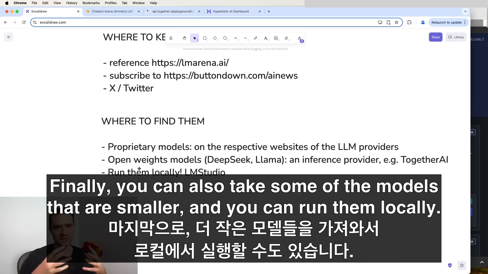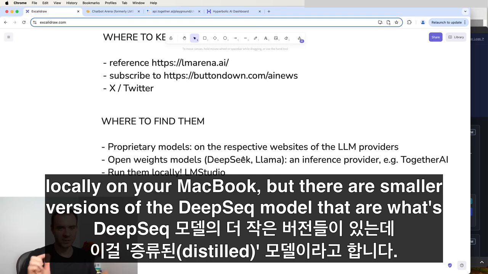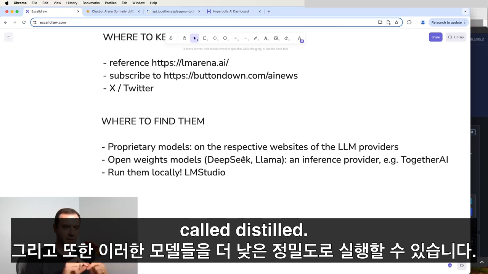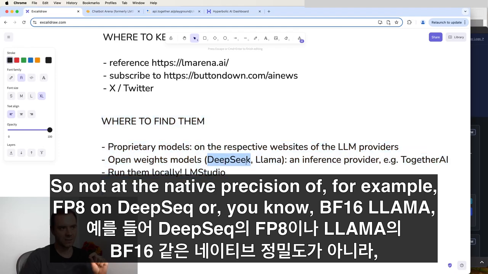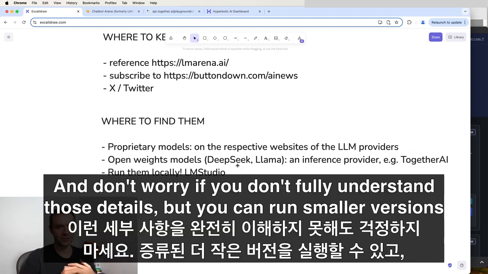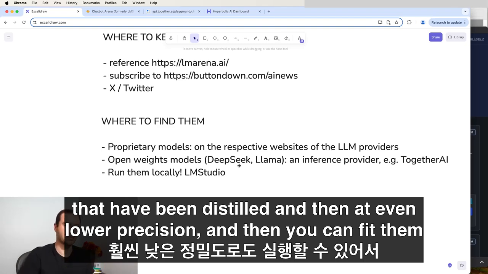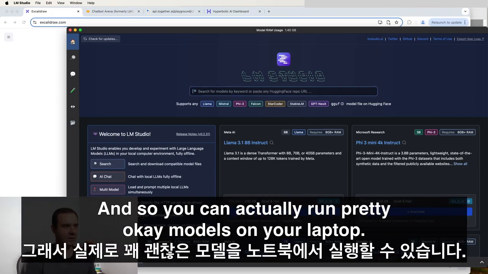Finally, you can also take some of the models that are smaller and run them locally. For example, DeepSeek, the biggest model, you're not going to be able to run locally on your MacBook. But there are smaller versions of the DeepSeek model that are what's called distilled. And then also you can run these models at smaller precision, so not at the native precision of, for example, FP8 on DeepSeek or BF16 Llama, but much, much lower than that. Don't worry if you don't fully understand those details, but you can run smaller versions that have been distilled and then at even lower precision, and then you can fit them on your computer. And so you can actually run pretty okay models on your laptop.